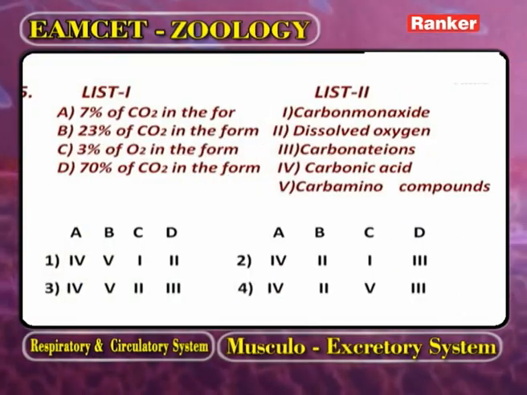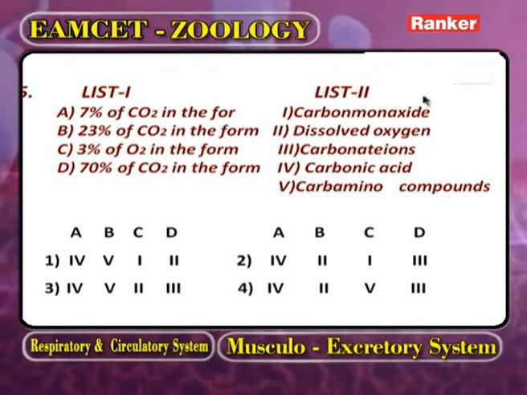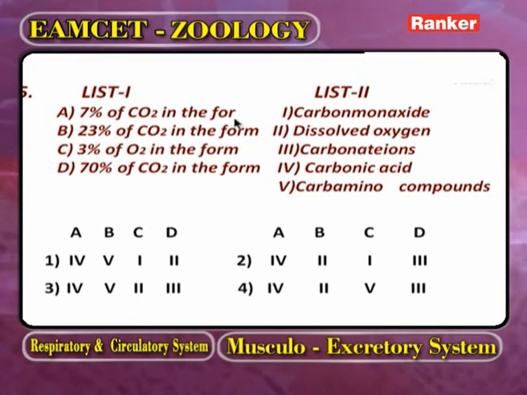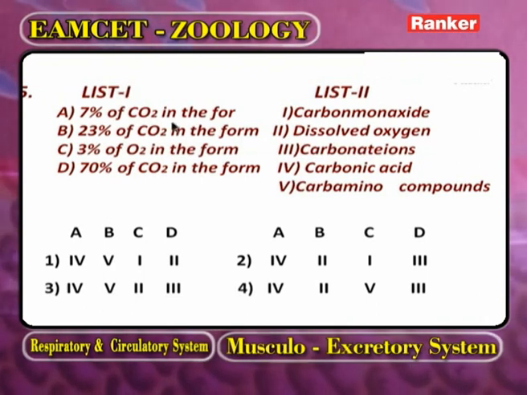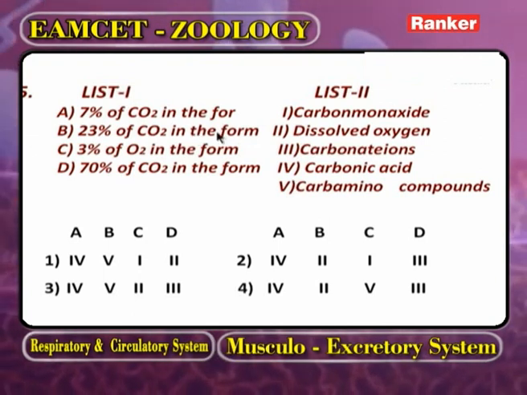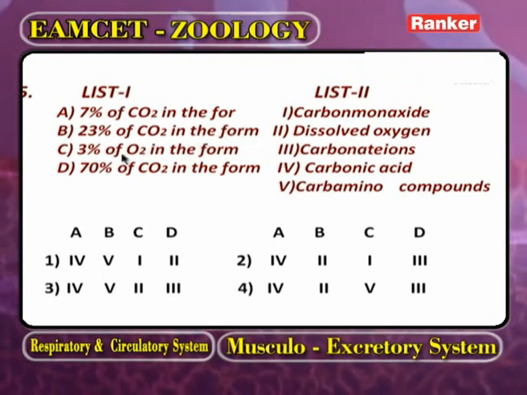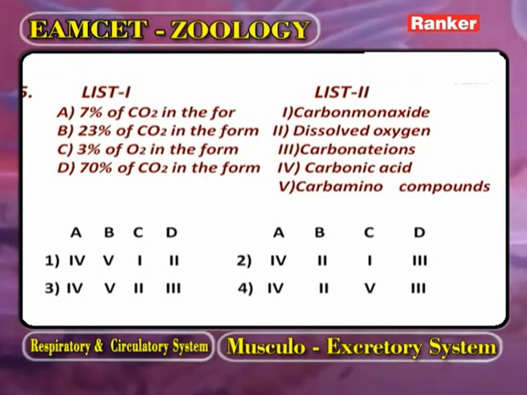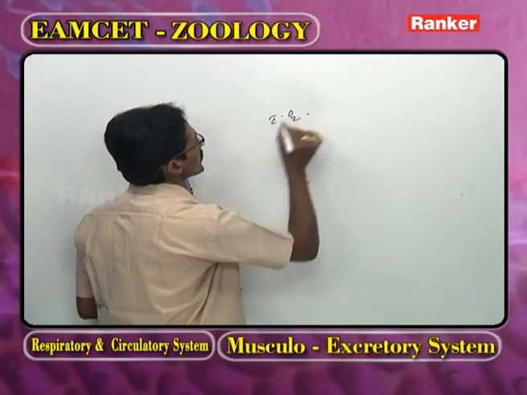Now the list 1 and list 2. You have to observe carefully the question. 7% of carbon dioxide in the form of; B. 23% of carbon dioxide in the form of; 3% of oxygen in the form of; 70% of carbon dioxide in the form of. Now, as we observe the first one, oxygen.